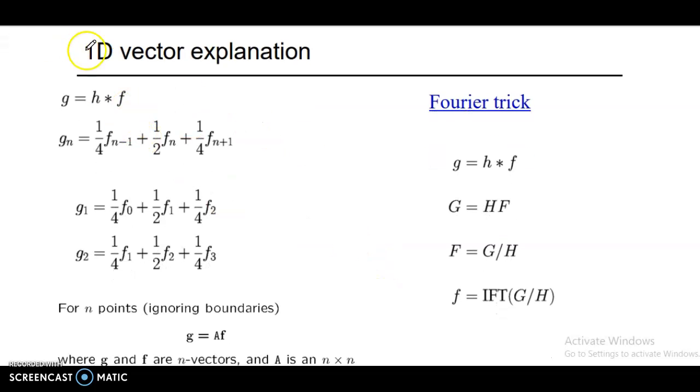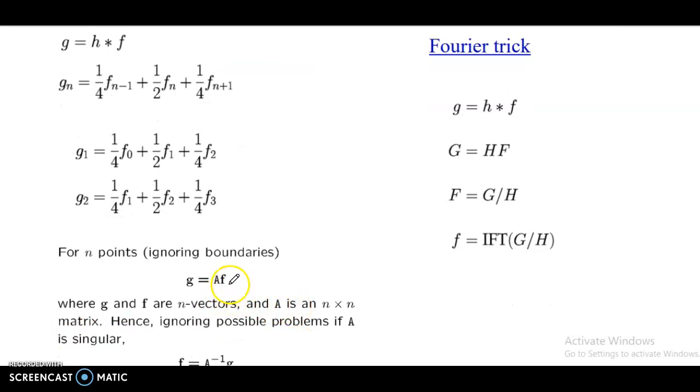1D vector explanation. G equals h convolved with f: gn equals 1/4 fn-1 plus 1/2 fn plus 1/4 fn+1. Here g1 equals 1/4 f0 plus 1/2 f1 plus 1/4 f2, g2 equals 1/4 f1 plus 1/2 f2 plus 1/4 f3, for n points, ignoring boundaries.